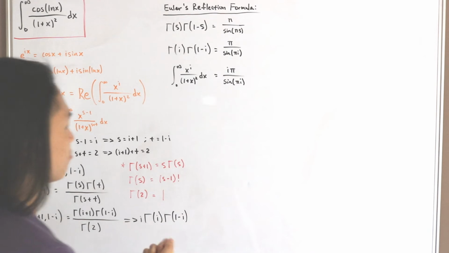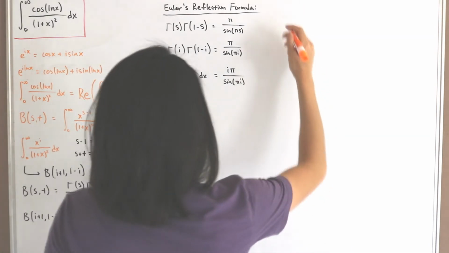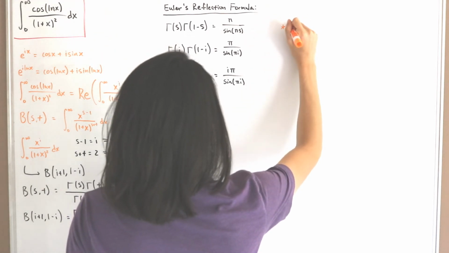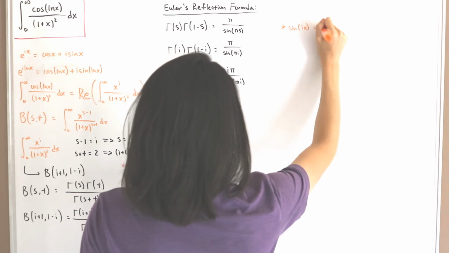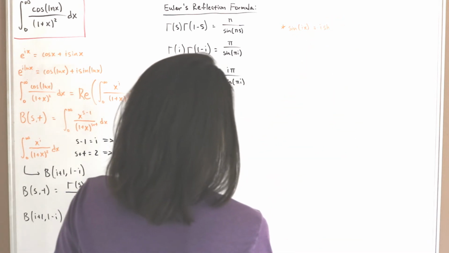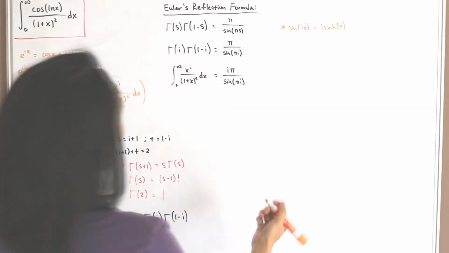Now the next thing we want to do is use the following relationship. The proof is actually really simple, and I'll show this too. We're going to use the relationship that sine of i times x is equal to i times the hyperbolic sine of x. Let me fix that. And the proof is really simple here.